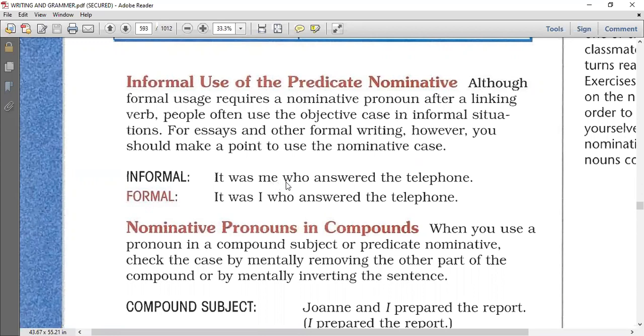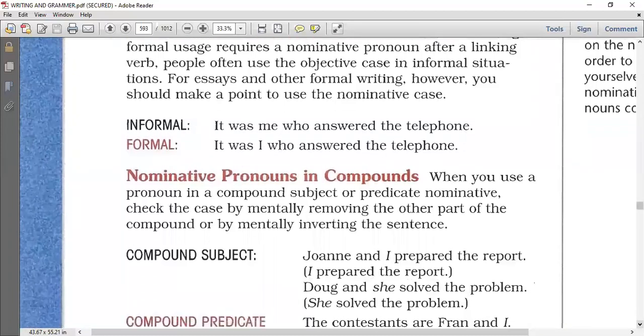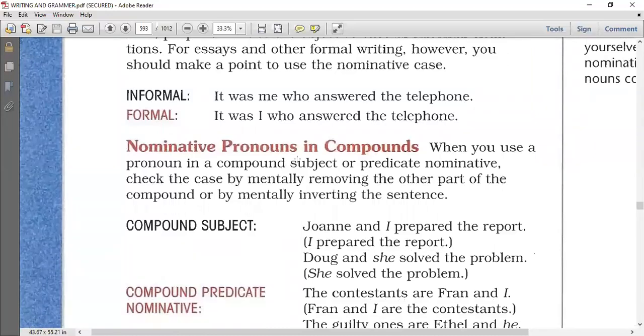Okay, it was me who answered the telephone. This is informal. After this linking verb, we use the objective here, which is informal, in spoken English only. But if it's formal, we should say I. It was I who answered, because I am the doer of this action. I was the one who answered the telephone. So I, not me. Okay, it was I.